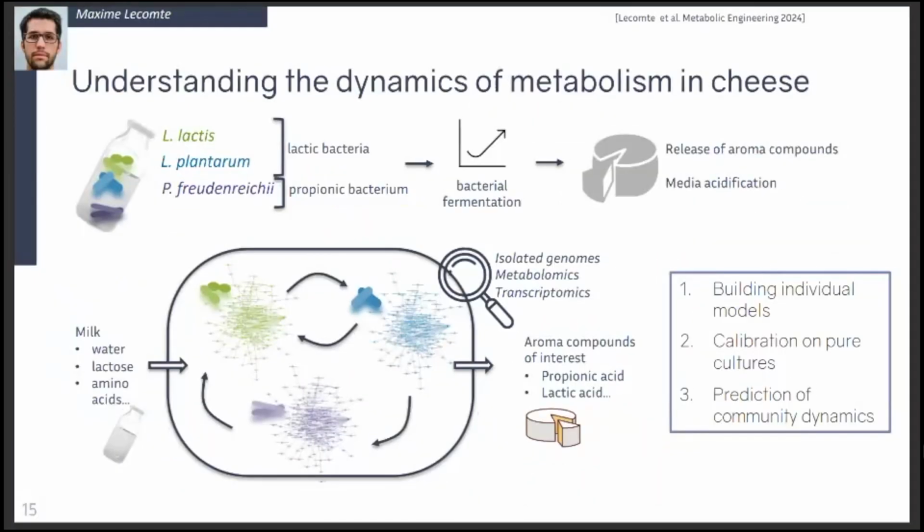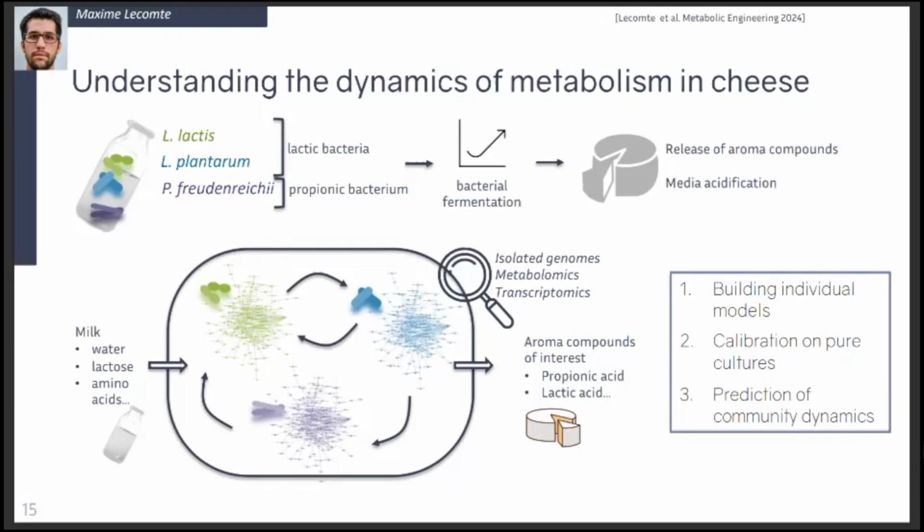So during the PhD of Maxime Lecomte in a project led by Hélène Falentin at STLO in Rennes, and with the help of Simon Labarthe and David Sherman, we got interested in what happens during cheese production. Over a 7-week experimentation process, we followed the growth and metabolism of 3 bacteria. And we had a lot of data to build models in order to understand what are the mechanisms responsible for the production of aroma compounds in the cheese.